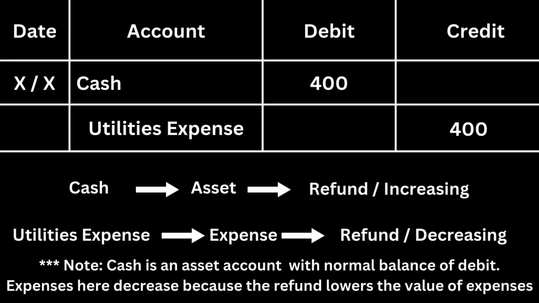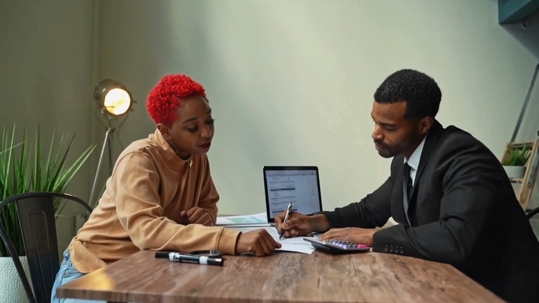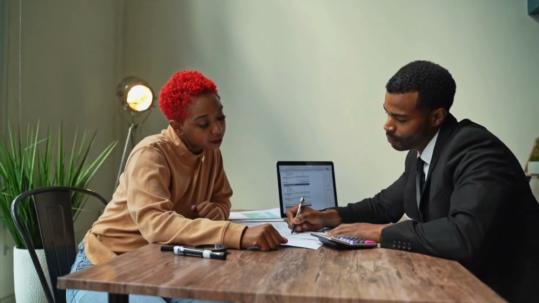Both utilities expense and cash have normal balances of debit. This means that debits increase these accounts and credits decrease them. Cash increases from the refund by $400 while expenses are lowered by $400. I think you can get the hang of it with a little more practice, so let's try one more.